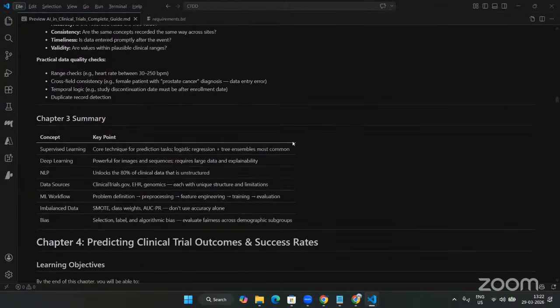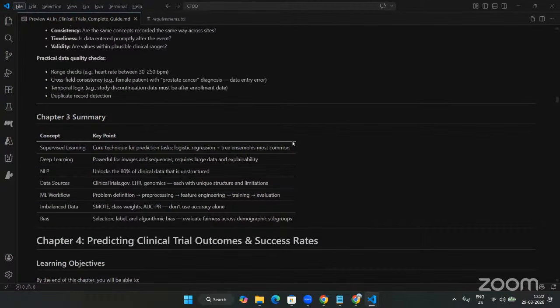Okay, so in chapter 3, we discussed the concepts of supervised learning, deep learning, NLP, data sources, ML workflow, imbalanced data, and bias. Supervised learning is the core technique for prediction, like logistic regression and tree ensembles, which are the most common. Deep learning is powerful for images and sequences, requires data at large scale, and explainability is a concern. NLP unlocks the 80% of clinical data that is unstructured.